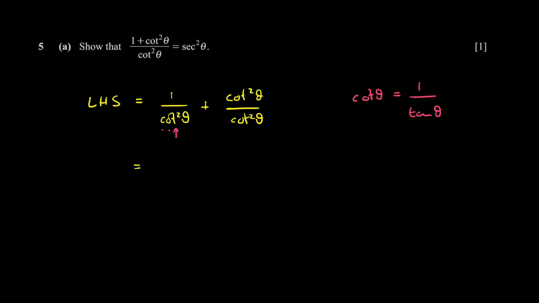So we know that cot is 1 divided by tan, so that means 1 divided by cot is equal to tan, because we can basically invert it like that. So therefore, 1 upon cot squared theta is tan squared theta. And then cot squared divided by cot squared is just equal to 1. So we've now got tan squared plus 1. And if we look in the front of our exam paper at the identities, we're actually told that tan squared theta plus 1 is equal to sec squared theta.